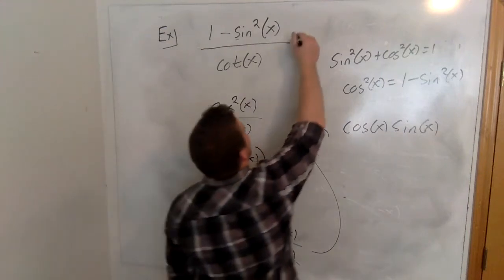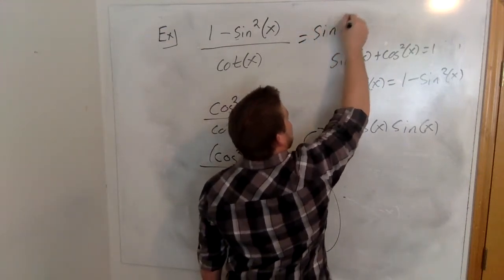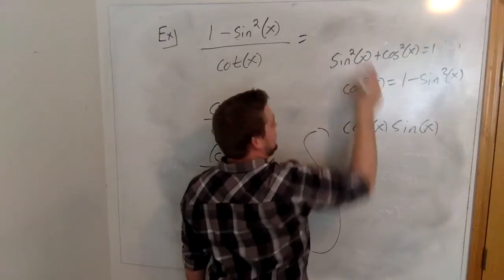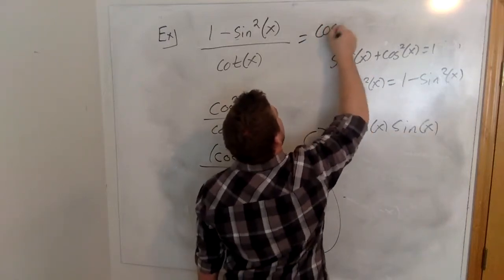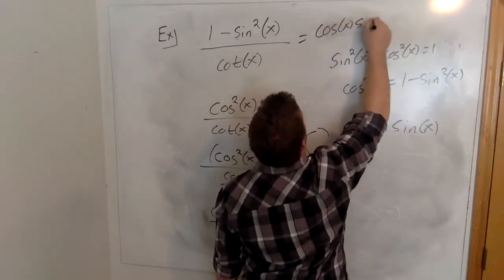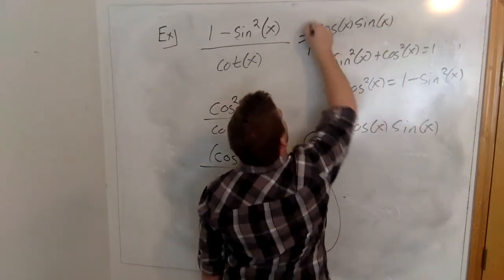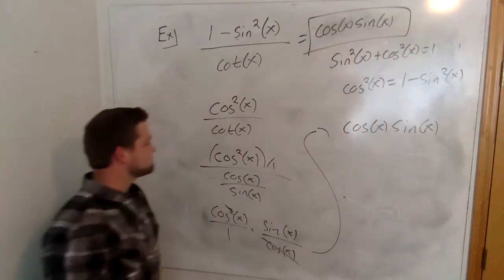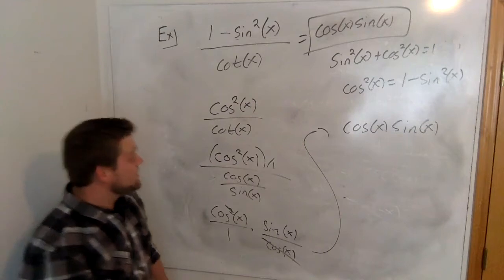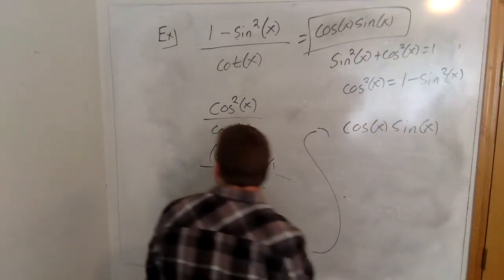This is equivalent to sine, or, well, order of multiplication doesn't matter. Cosine of x times sine of x. Okay, so here we have it. This is the simplified version here. Okay, what else could we have done?